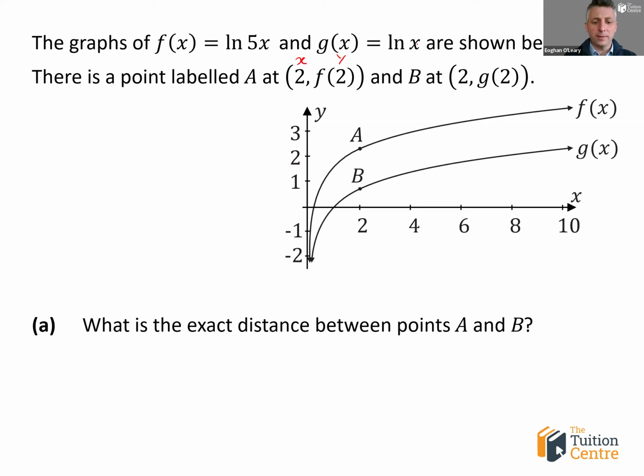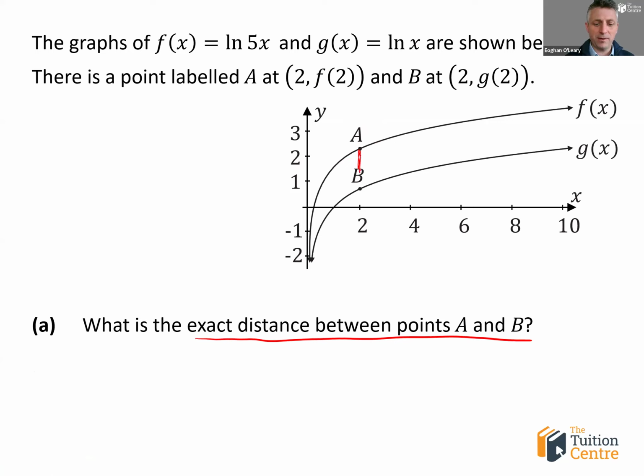So this point up here is going to be 2, ln of 10. When you sub in the 2, the other is going to be 2, ln of 2. So that language can throw people off, but there isn't anything major in there. Then it says, what's the exact distance between the points A and B?